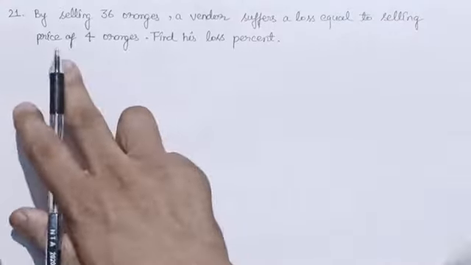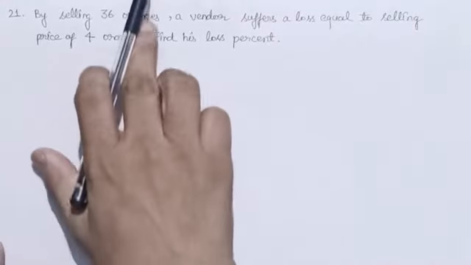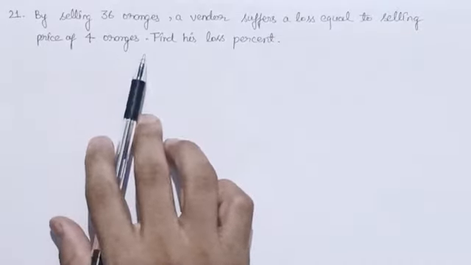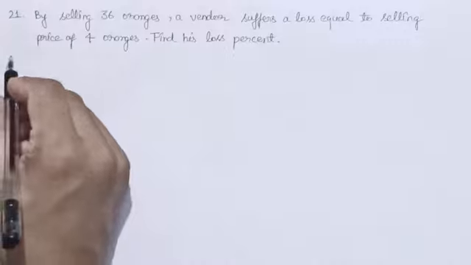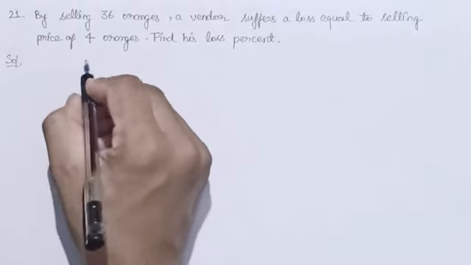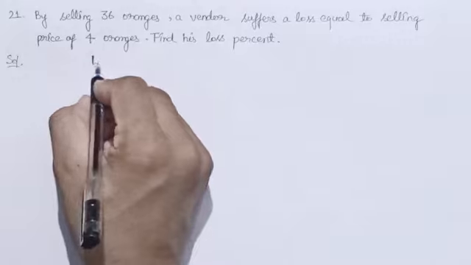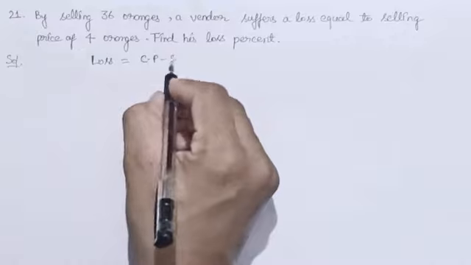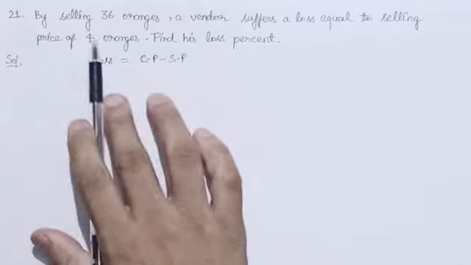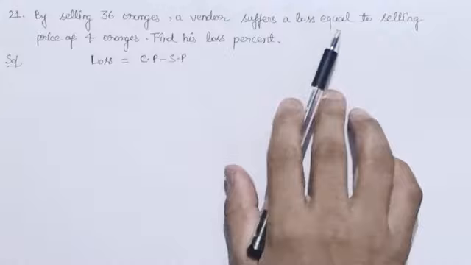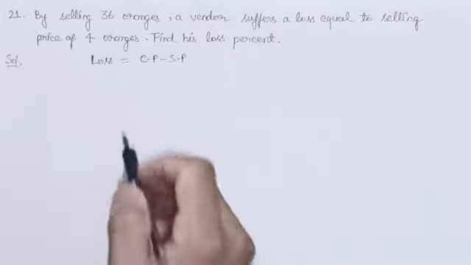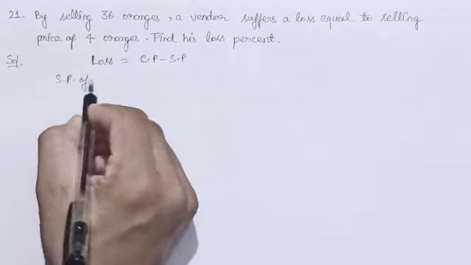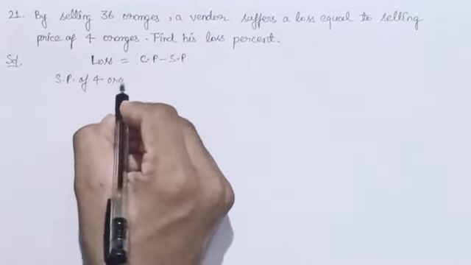The last question we have: by selling 36 oranges, a vendor suffers a loss equal to the selling price of 4 oranges. Find his loss percent. So let us see the solution. Students, you know that whenever there is a loss, then loss is calculated by CP minus SP. Here according to the question, loss is equal to the selling price of 4 oranges. So in place of loss, we can write SP of 4 oranges.